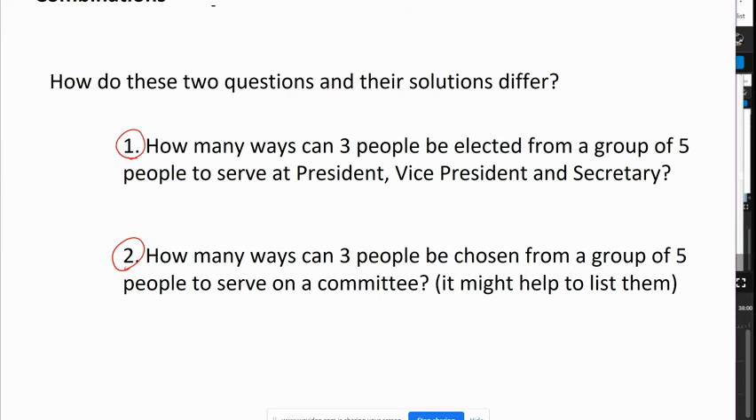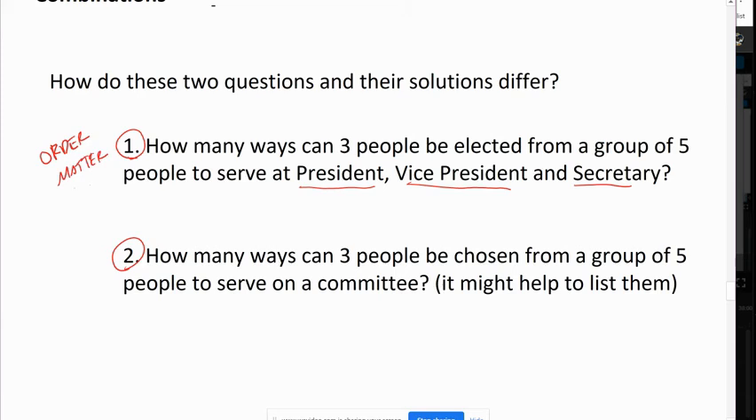So what you might notice is that in the first one, they have 3 specific positions: president, vice president, and secretary. They're different jobs. So putting people in different positions is a different arrangement. Whereas for problem 2, we're picking 3 people, but we don't have 3 specific positions. They're just on a committee. So the order doesn't really matter in problem 2. So here for problem 1, the order matters.